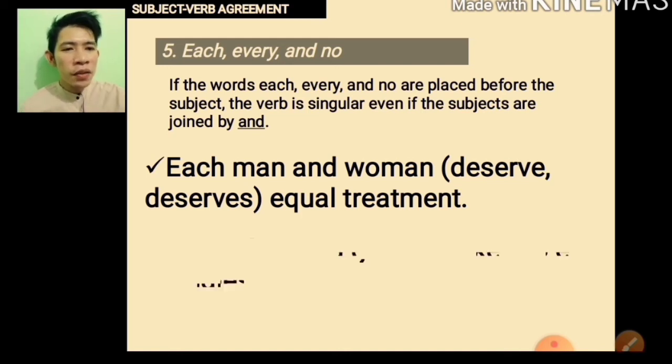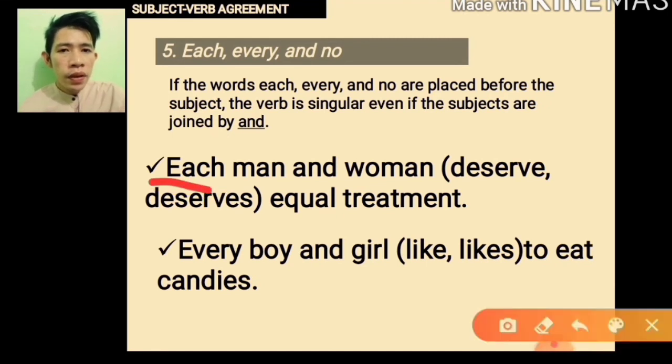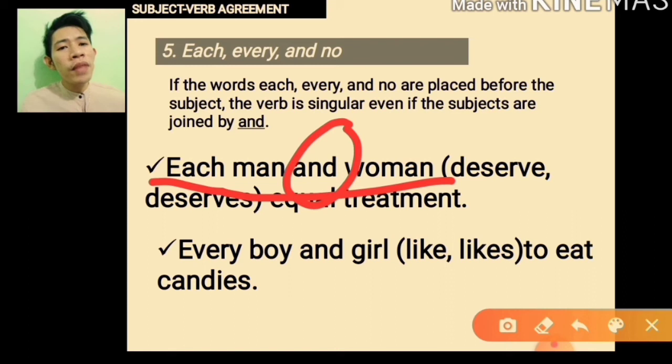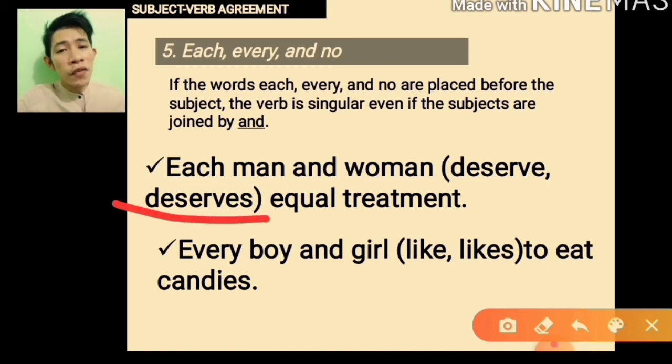So, may nakikita kayong the word each. Okay, so, in this case, we have the word each and it is placed before the subject man and woman and it is being joined by and. Still, the verb that we will be using is singular. Okay, so each man and woman, the correct answer is deserve or deserves? Deserves, because deserves is singular verb.